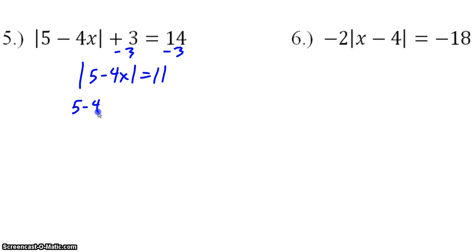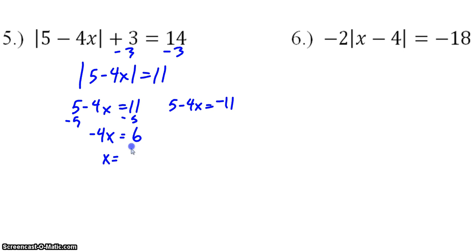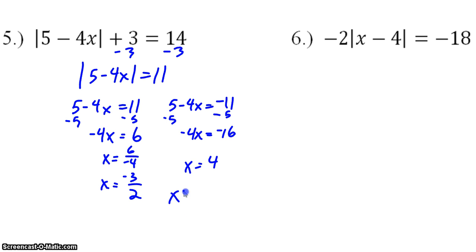5 minus 4x equals 11, and 5 minus 4x equals negative 11. Solve each case, subtract 5, negative 4x equals 6. Divide out the 4, that would be 6 over negative 4, which reduces to negative 3 halves. On this side, I'm going to subtract 5 from each side. Negative 4x equals negative 16. Divide out the negative 4. X equals positive 4. So x equals 4 and negative 3 halves.